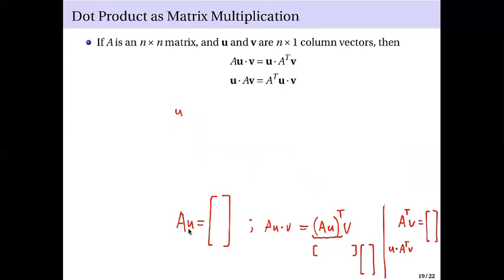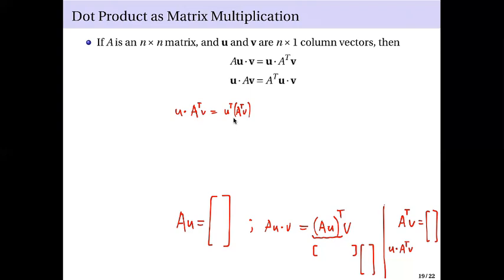So u dot A transpose v is equal to u transpose A transpose v. That's our definition, because this u becomes a row vector. u is a column vector, A transpose v is another column vector. So if we apply the dot product using the previous slide, this is what we should do.